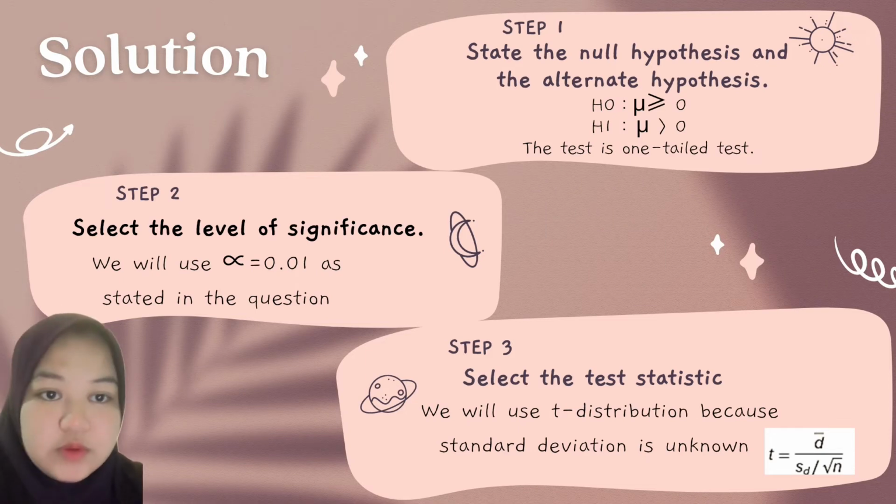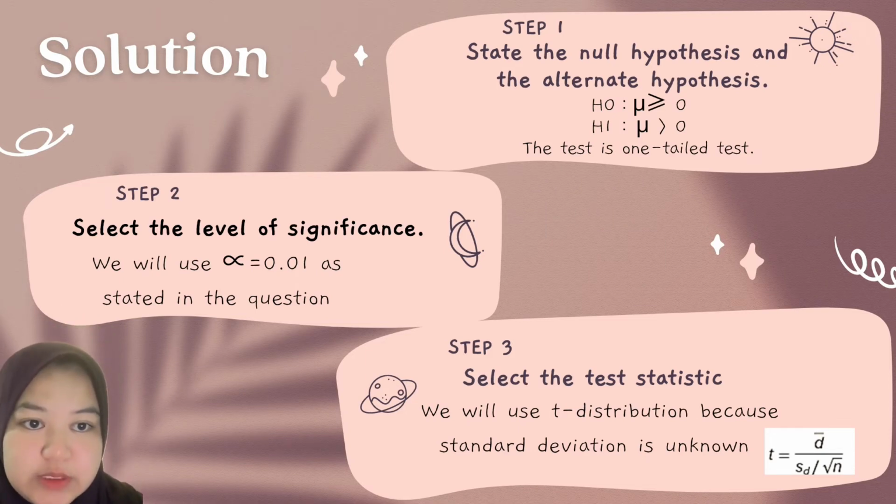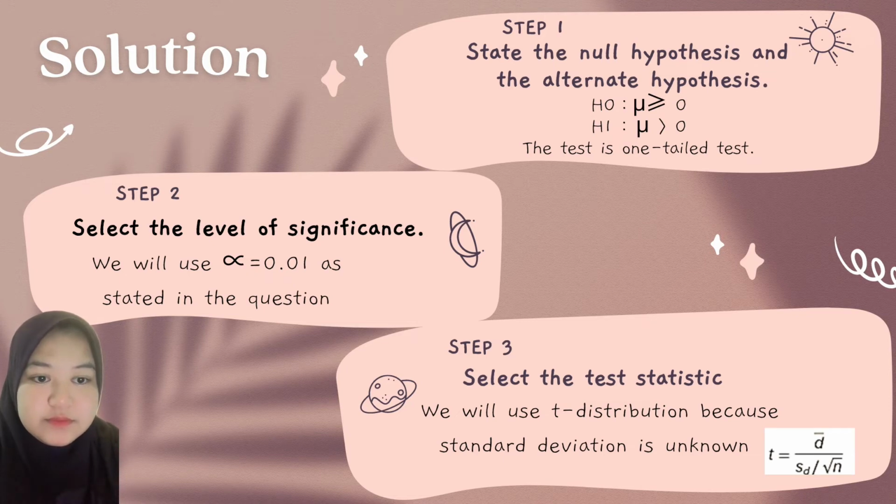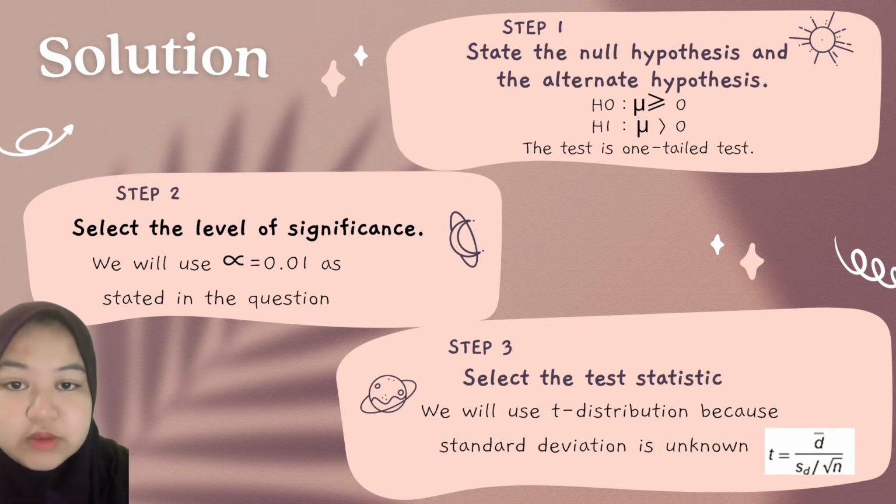To solve question 2, the first step we need to do is state the null hypothesis and the alternate hypothesis. The test is a one-tail test. Step 2, select the level of significance. We will use alpha equal to 0.01 as stated in the question. Step 3, we will select the test statistic. We will use the t distribution because the standard deviation is unknown. So we can use the formula as shown there. T equals the sample d-bar over the sample standard deviation divided by the square root of the sample size.